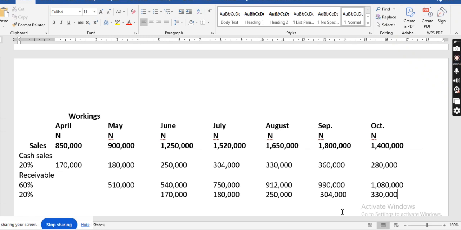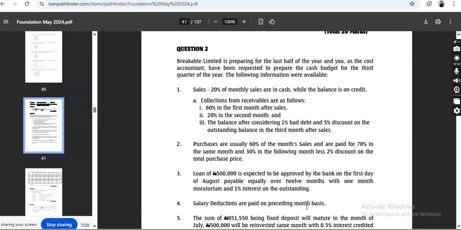Okay, that's fine. 20%, right? And the 20% will be paid when? The balance after considering 1% bad debt and 5% discount on the outstanding balance in the third month. So now, what is the third month, class?